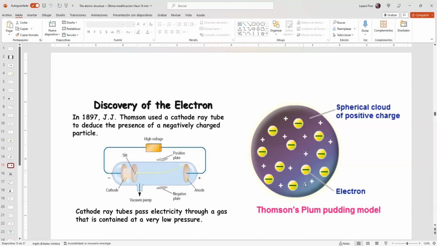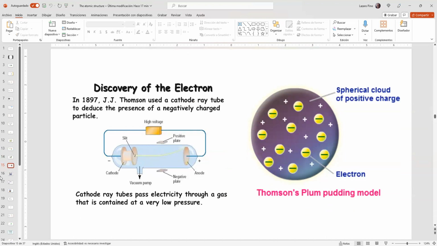He said that it was like a pudding, or a chocolate chip cookie. Suppose it is a chocolate chip cookie. Well, the particles, the electrons, the negative particles, were like the chips of chocolate in the mass of the cookie, that for him was represented as a positive charge.